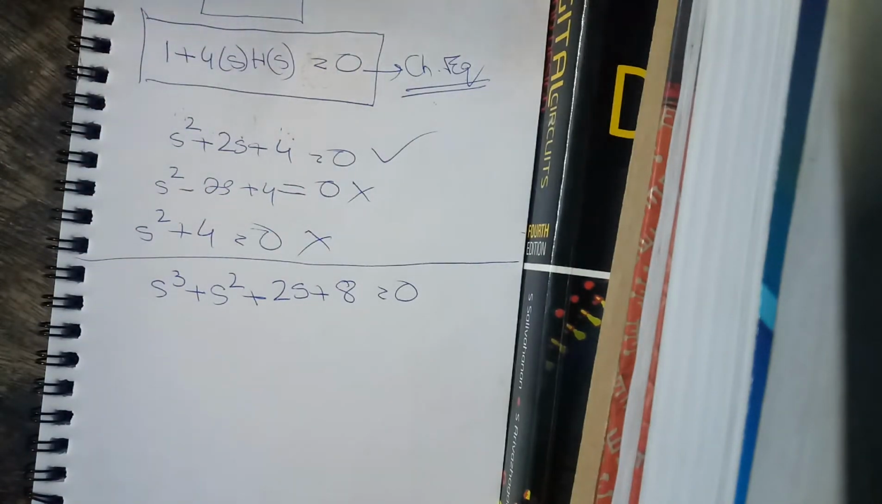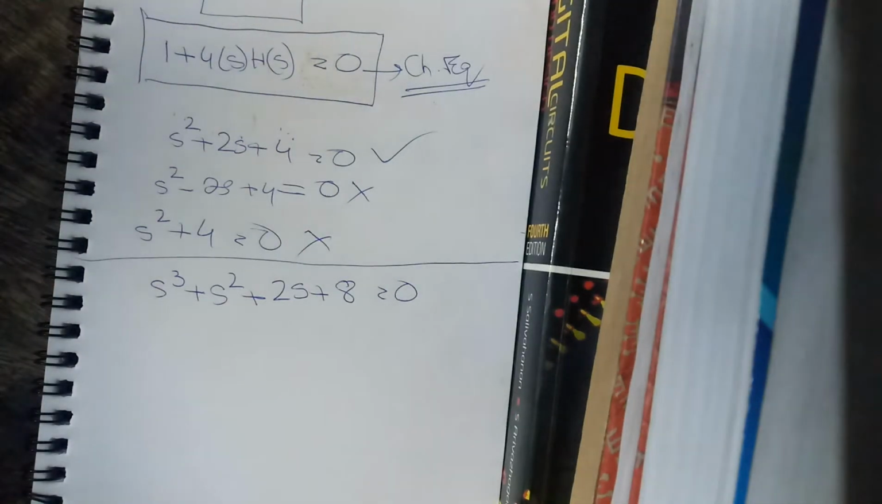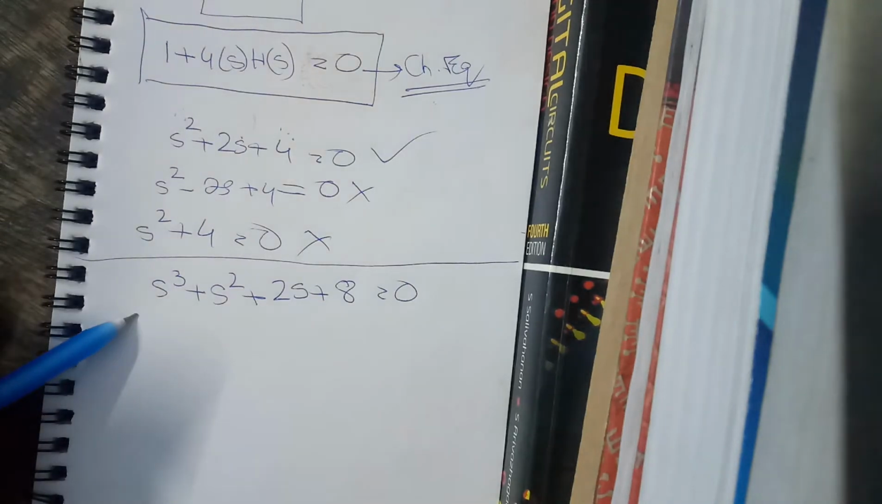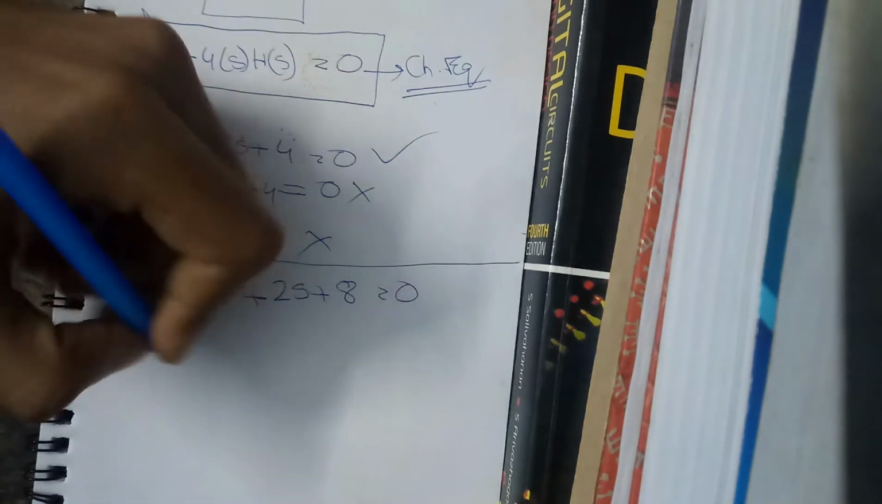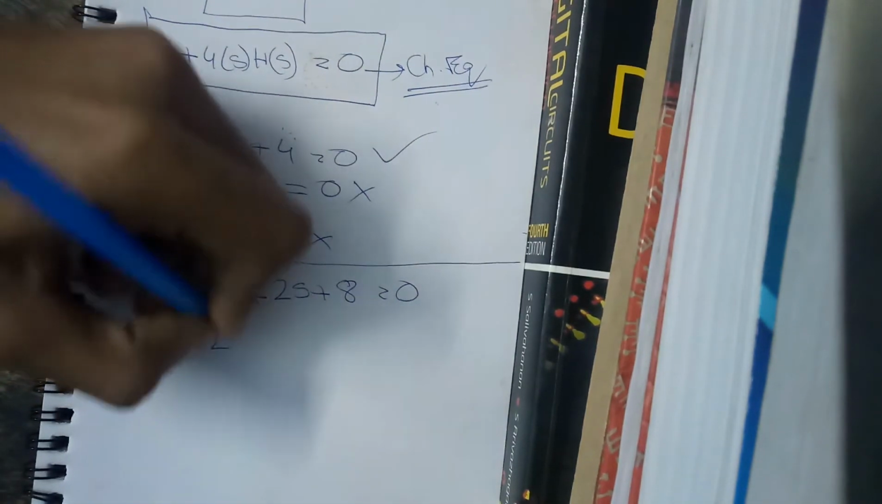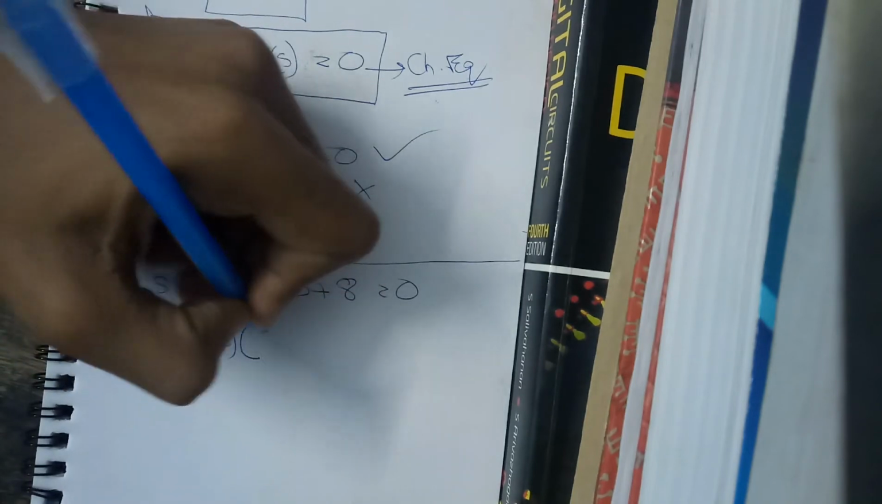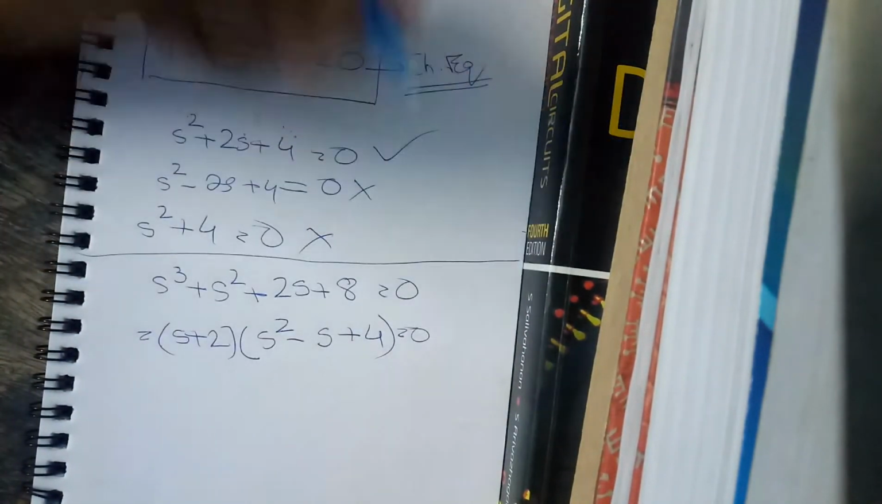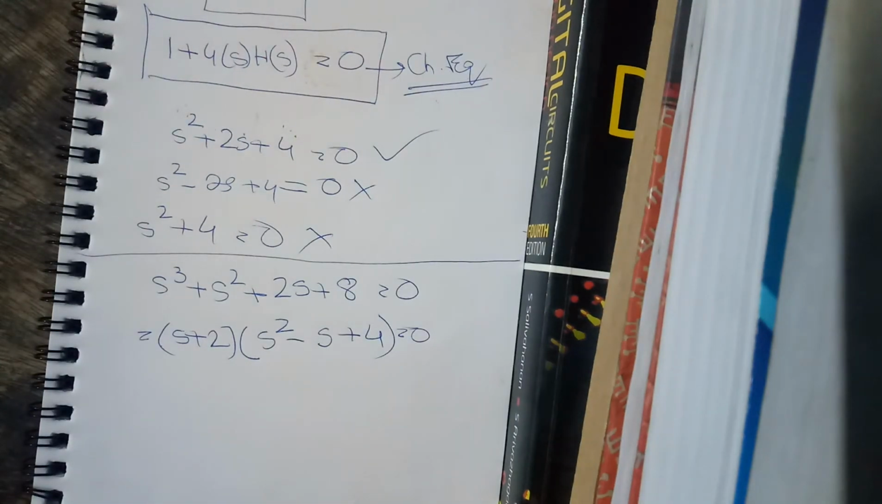Applying the vanishing method, we can say that s equal to minus 2. If we put s equal to minus 2, that becomes 0. So this equation can be reduced to s plus 2 into, taking it in common, s square minus s plus 4 equals 0. Right? So s square minus s plus 4 equals 0.